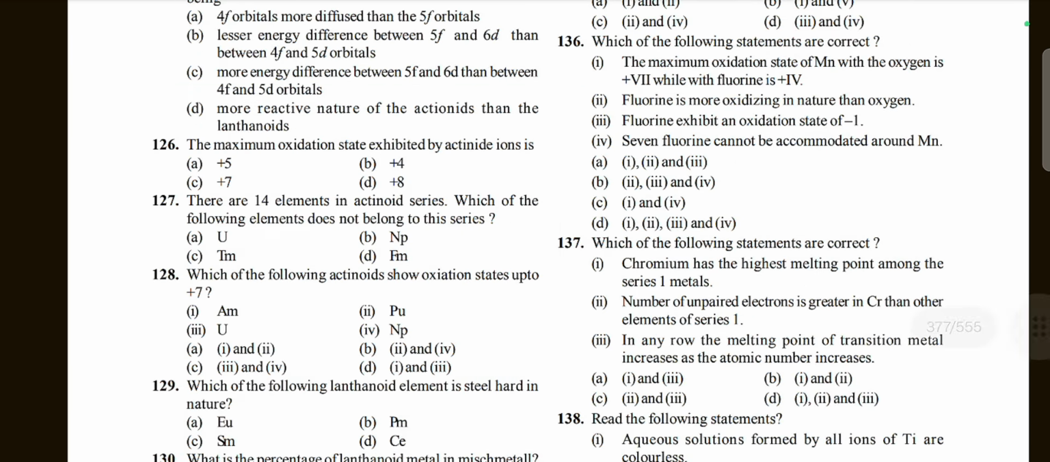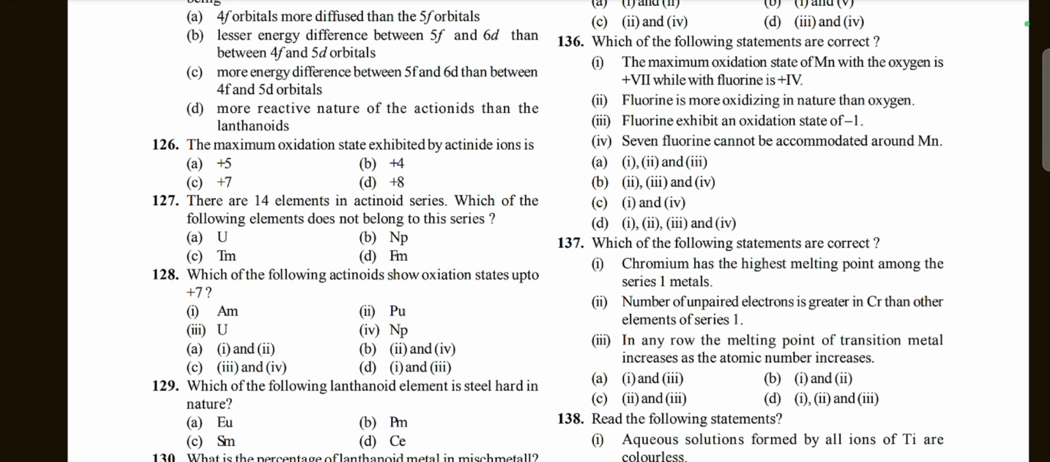136. Which of the following statements are correct? So here, the maximum oxidation state of Mn with oxygen is +7, while with fluorine is +4. Yes, true. Fluorine is more oxidizing in nature than oxygen. Yes, true. Fluorine exhibit an oxidation state of -1. Yes, true. 7 fluorine cannot be accommodated around Mn. Yes, true. So all these statements are true. Option D will be the answer.